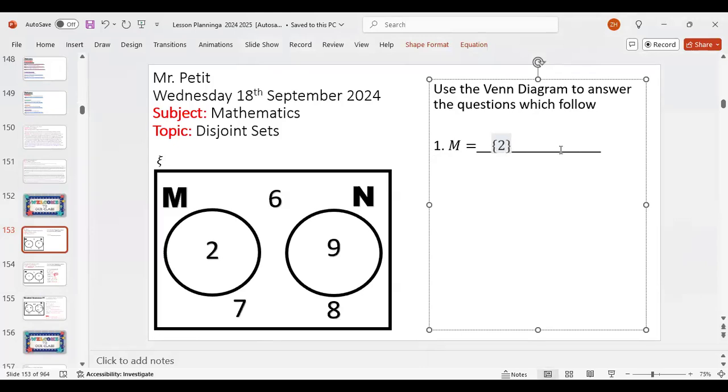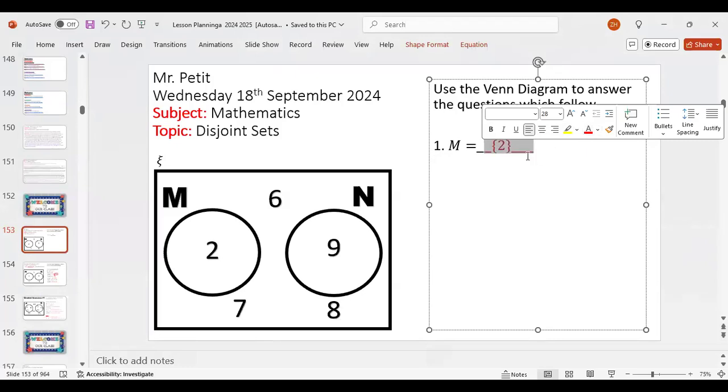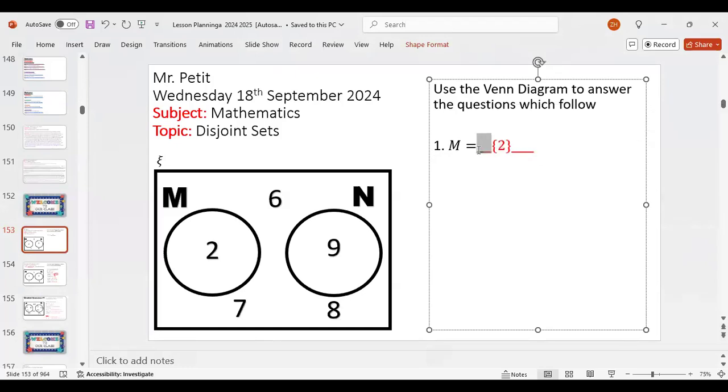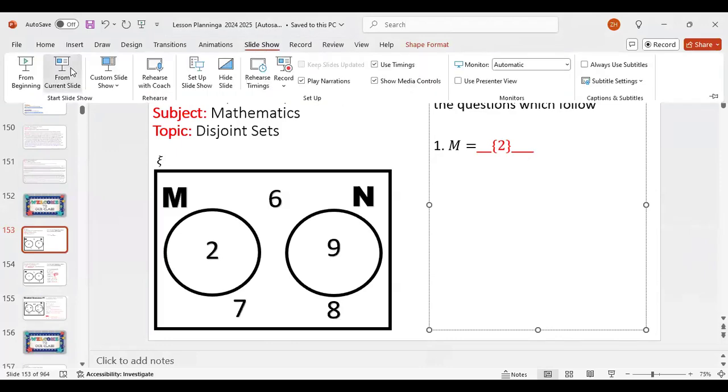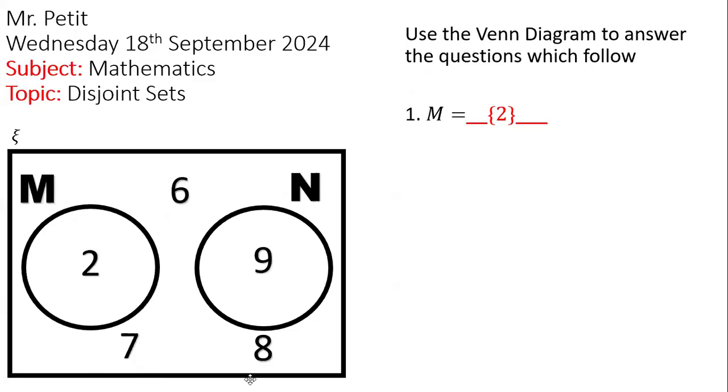How many persons had just 2 by itself? It can't just be 2 by itself. You have to put the curly brackets. That was the answer, 2 with the curly brackets. If you don't have the curly brackets, you get it wrong, because the curly brackets tell me that it's a set. So M is a set.